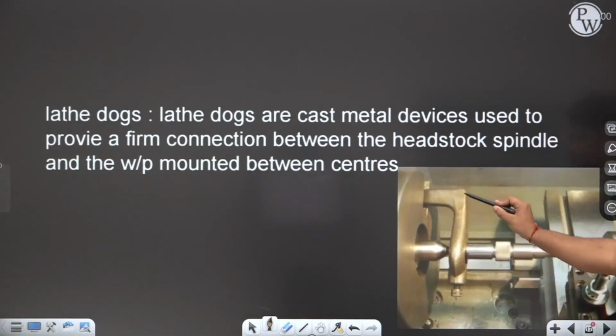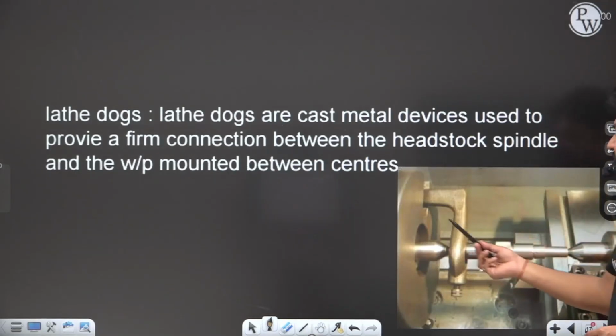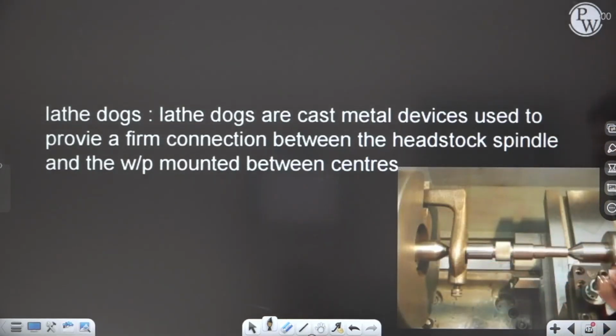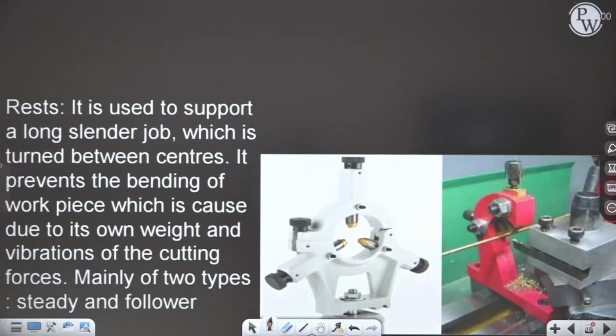This is called a dog. A dog gives structural support to the live center and workpiece, right? So this is a lathe dog. Lathe dogs are cast metal devices used to provide a firm connection between the headstock spindle and the workpiece mounted between the centers, right? So these are some work holding devices.